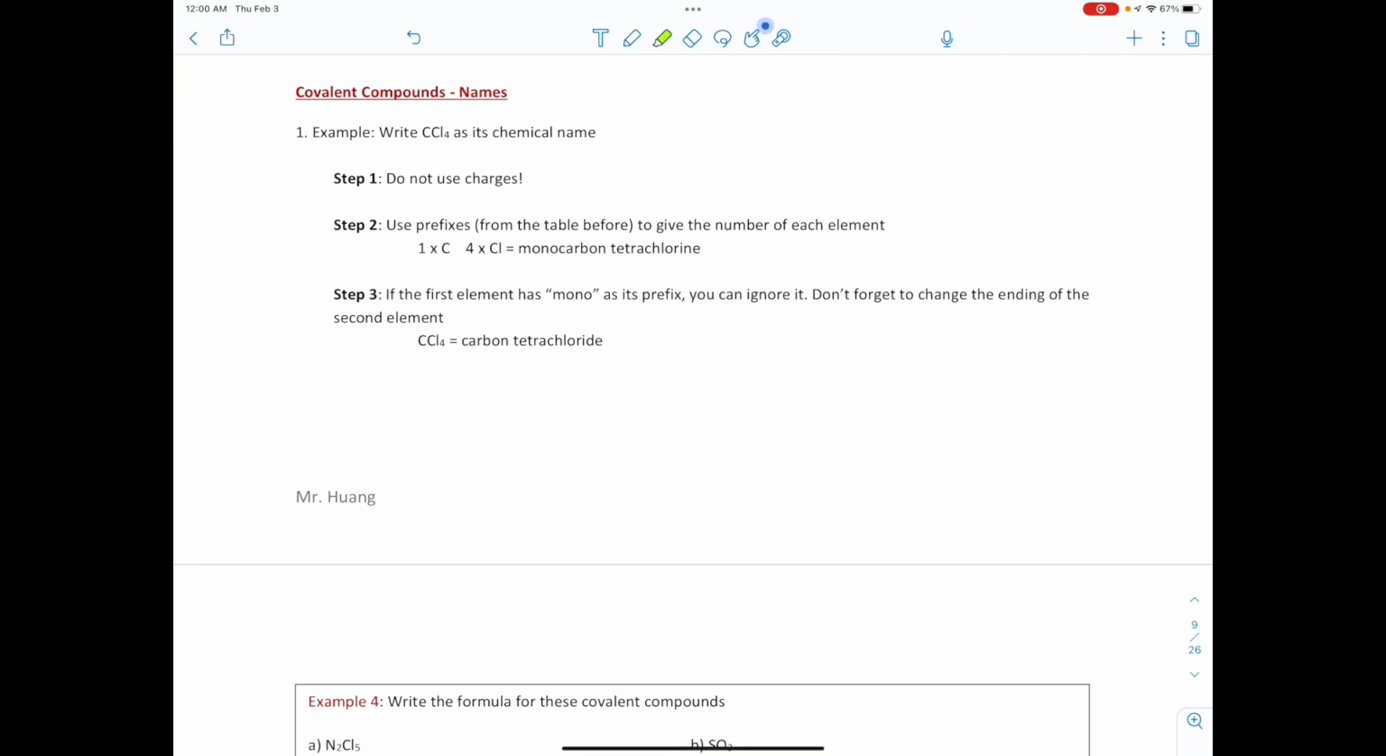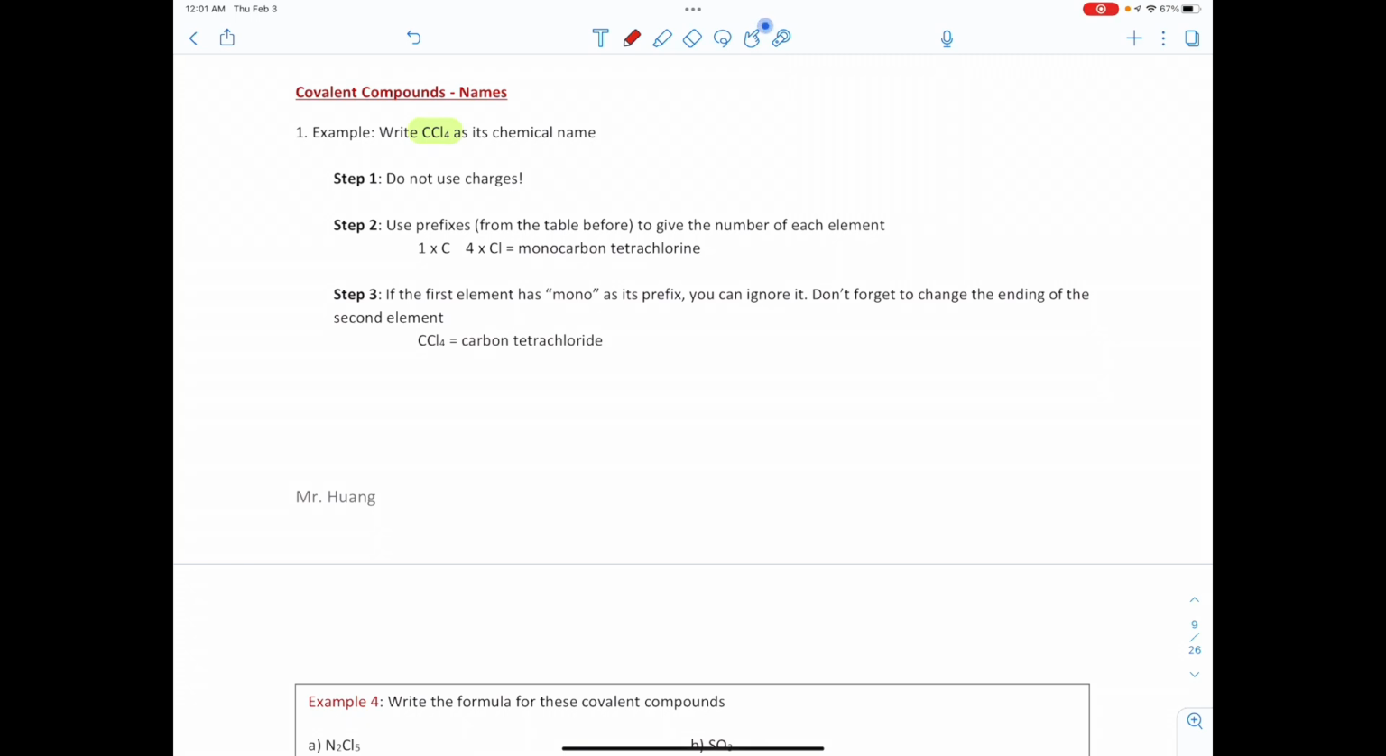We have CCl4. Now, just be a little bit careful because sometimes in the text, the I's and the L's look similar. In this case, this is actually an L, so this is CCl4. We're not going to use any charges. In step 2, we're going to use the prefixes from the table before to give the number of each element.